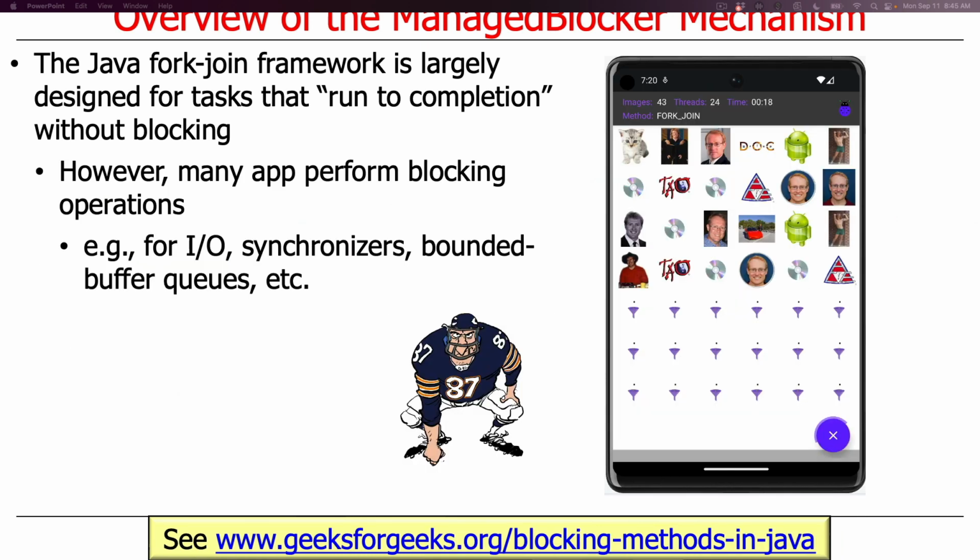However, many apps perform blocking operations on input and output, on synchronizers, on bounded buffer queues, and so on and so forth. For example, your assignment does this. It'll block in several situations. It blocks when it's downloading stuff. It'll block when it's writing stuff, and so on and so forth. And if you slow down the speed, you can actually see symbols when it's doing various blocking operations.